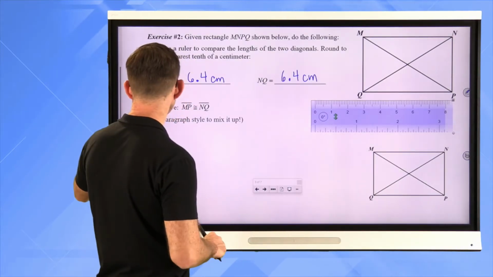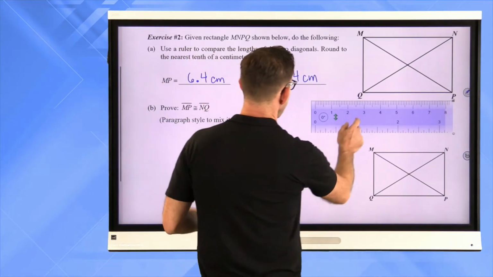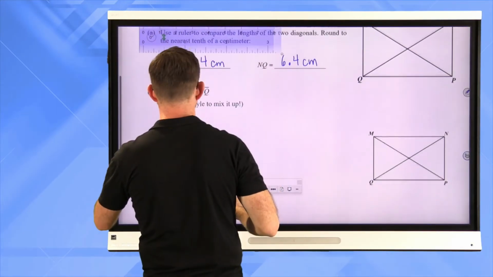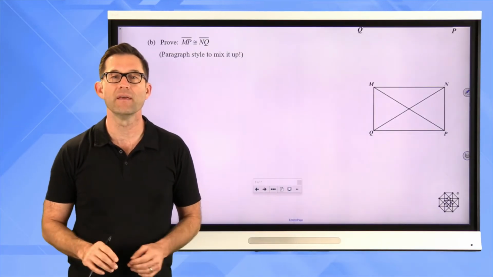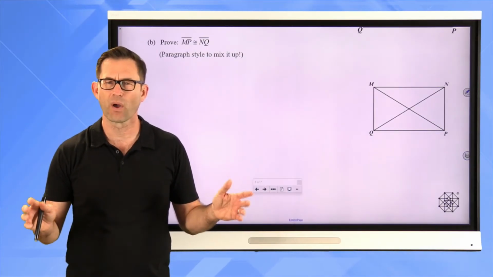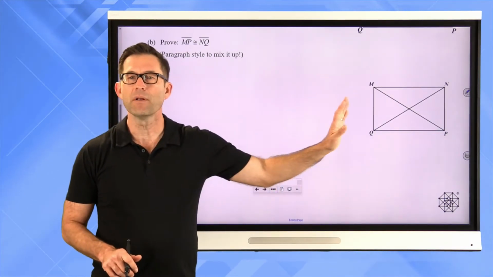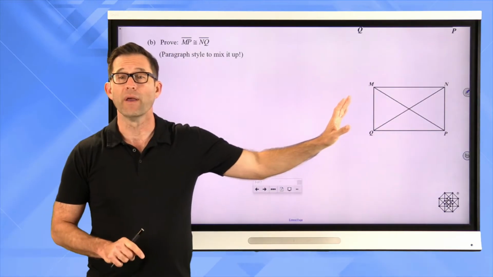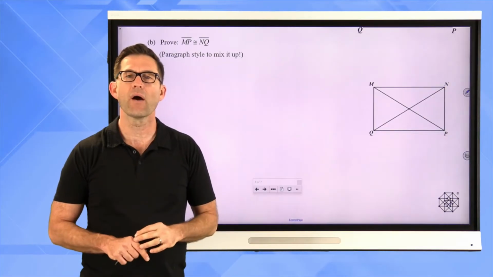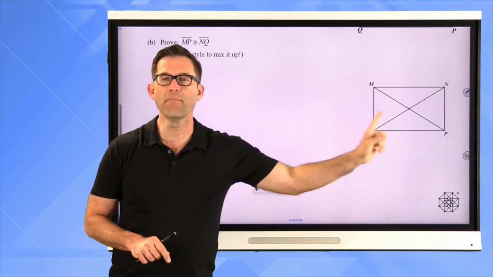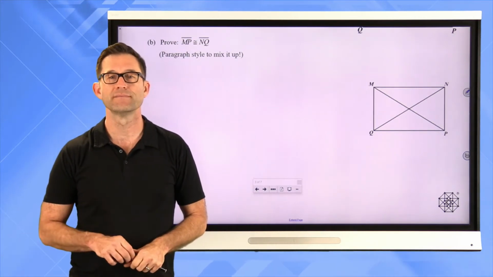So let's actually prove that in part B. All right, actually let me get this thing out of here so that we don't have to worry about it. So in letter B, I want to prove that MP is congruent to NQ. What I'd like you to do is pause for a moment. And again, keep in mind, the one given that you know at this point is that MNPQ is a rectangle. Pause the video and see how you can think about why MP and NQ must be congruent. Take a moment.